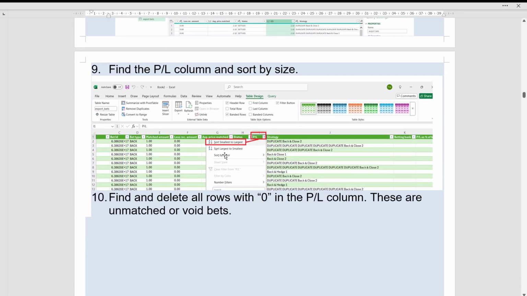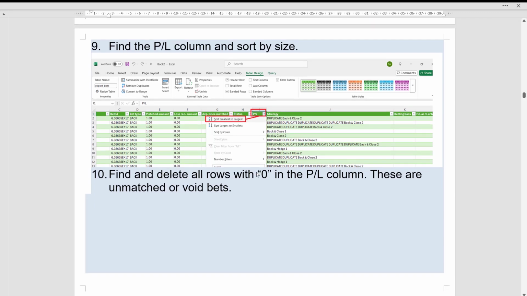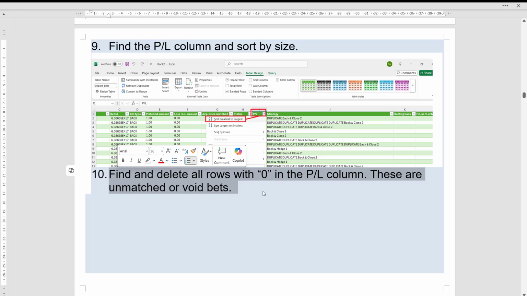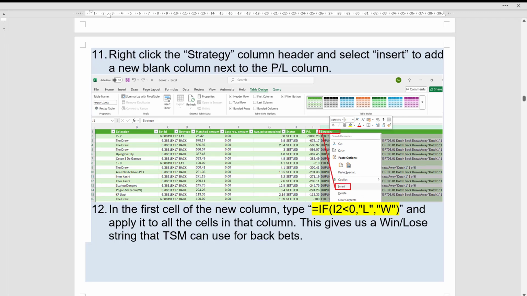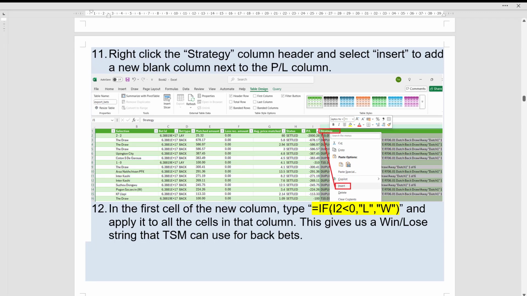Once you're into the data file, find the PL column, sort it from smallest to largest, and delete all the rows with 0 in the column. We don't need these, they're unmatched or void bets. Then insert a new column and add this IF function: equals IF, brackets, L2, that's L column row 2, is less than 0, comma, inverted commas L, inverted commas, comma, inverted commas W, inverted commas, bracket, and that's what you need.